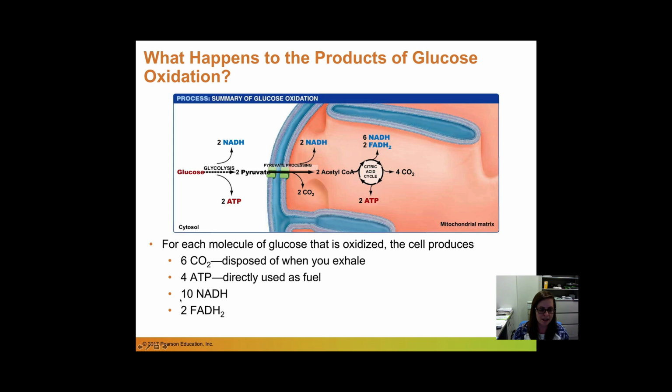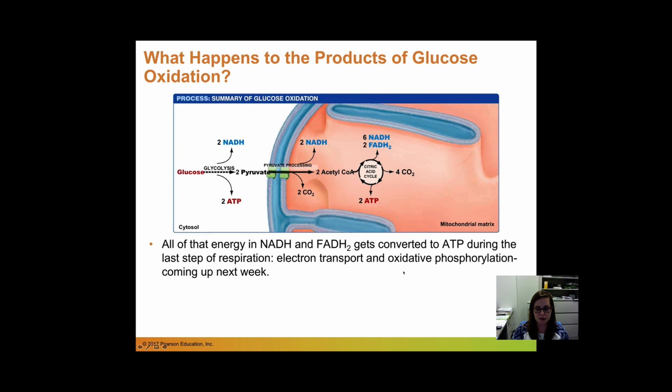So we have these NADHs, 10 of them so far we've made, and 2 FADH2s, okay? And these are going to go to the electron transfer chain to make more energy. And we're going to use the electron transfer chain and oxidative phosphorylation, and we'll talk about these in the next class.